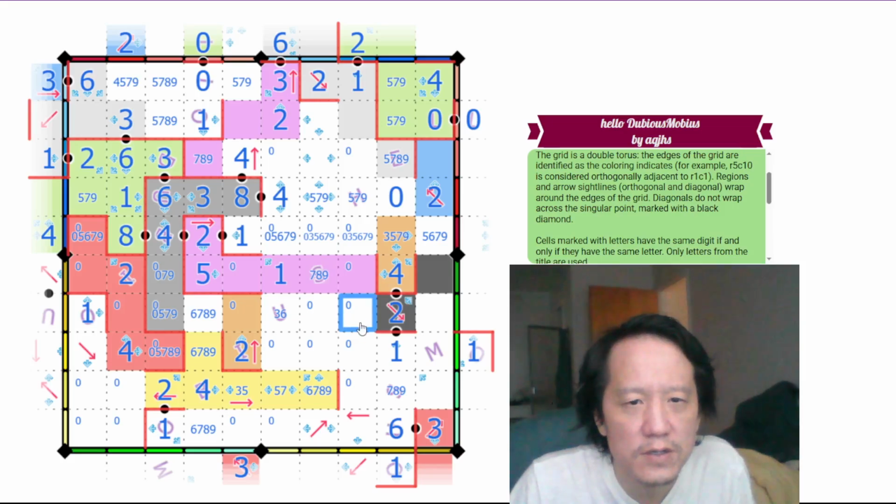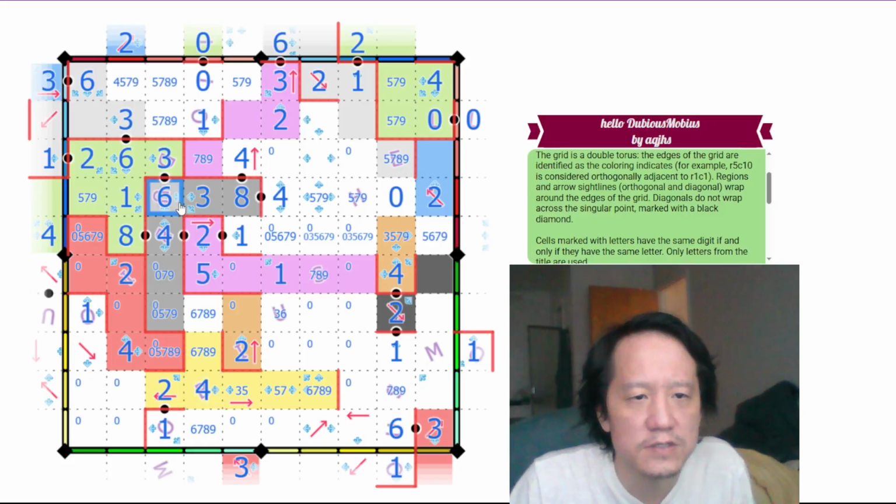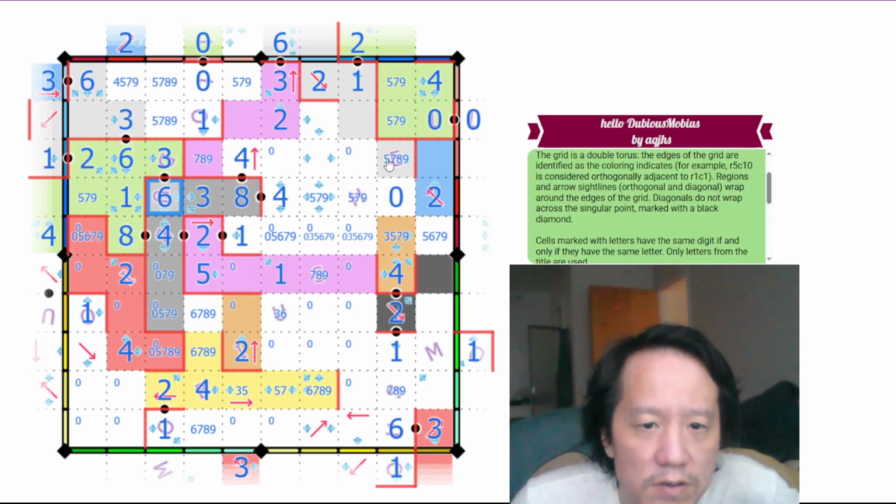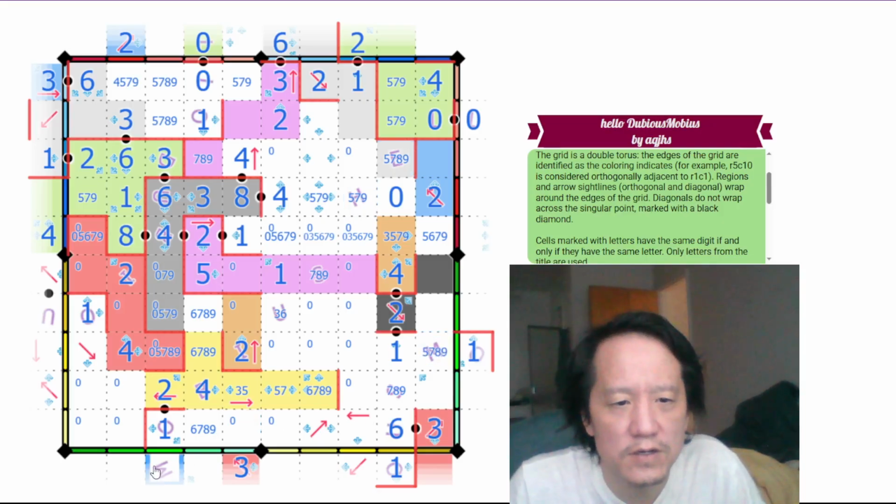Three is a D, so this S cannot be 3. So L is 0. 1 is O. 2 is I. 3 is D. 4 is B. 6 is U. We don't have a 5, 7, 8, or 9. So it's this 5, 7, 8, or 9.